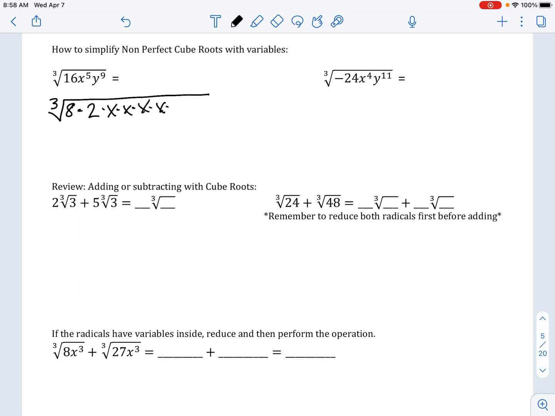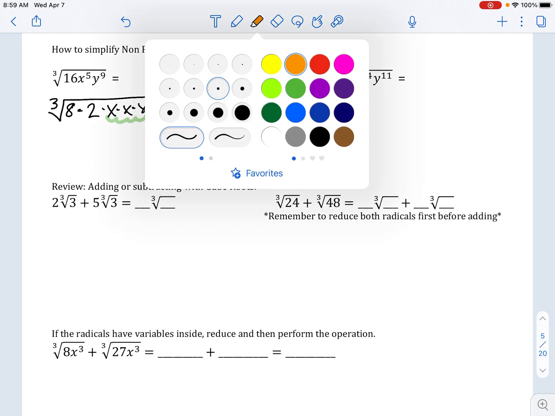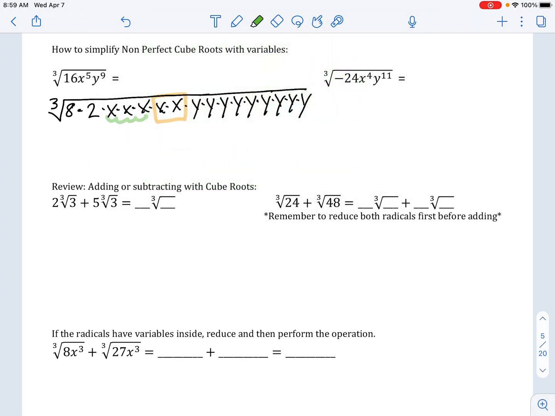1, 2, 3, 4, 5 x's, right? 9 y's. 1, 2, 3, 4, 5, 6, 7, 8, 9. Now, obviously, this is not a shortcut, but if you think about it, every 3, 1 comes out. And so therefore, these guys are not going to come out. The 2 x's there are not going to come out because you need 3. So 3 y's, 3 y's, 3 y's. And of course, our 8's going to come out because that's a perfect cube. The cube root of 8 is 2. There's 3 x's, 1 comes out.